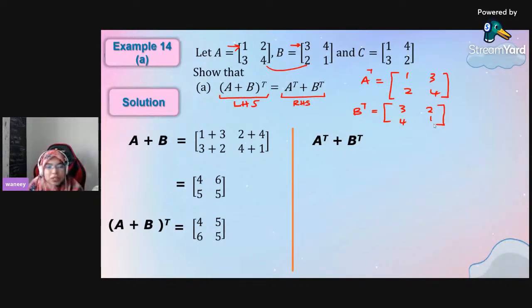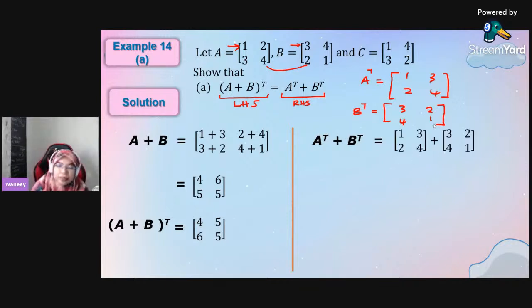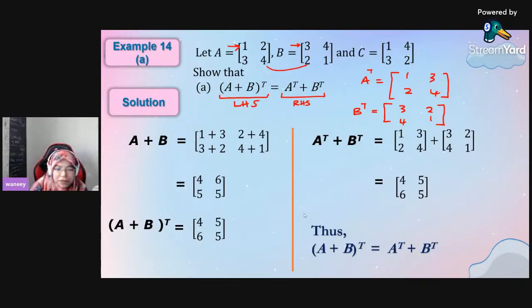We are going to add them together. 1, 3, 2, 4, 3, 2, 4, 1. Add them together. So 1 plus 3, 3 plus 2, 2 plus 4, 4 plus 1. So they will become 4, 5, 6, 5. As you can see, this means that they are equal. Therefore, A plus B transpose is equal to A transpose plus B transpose.